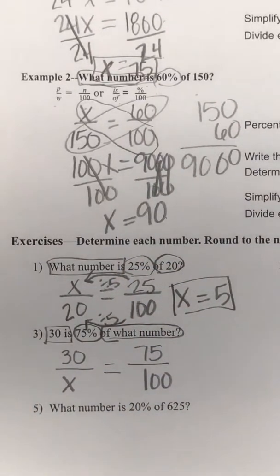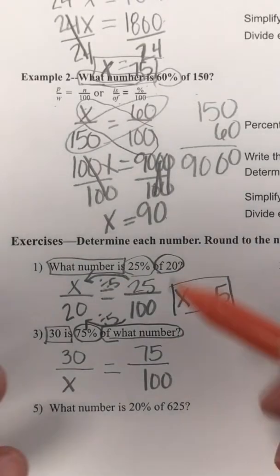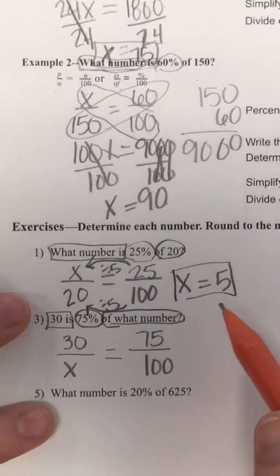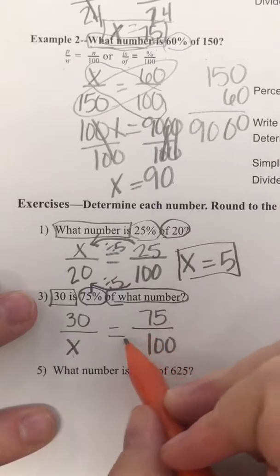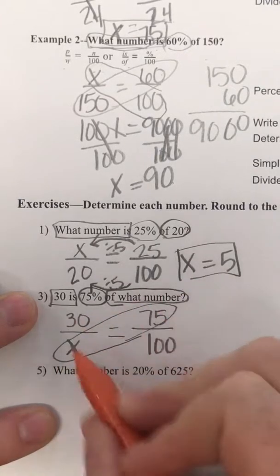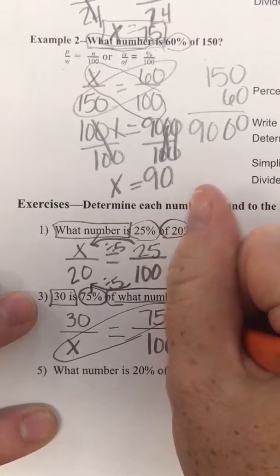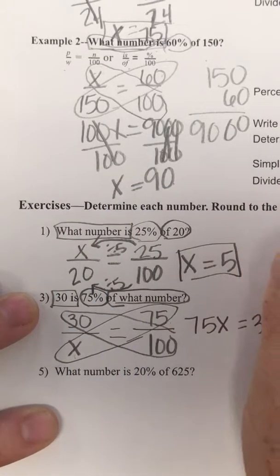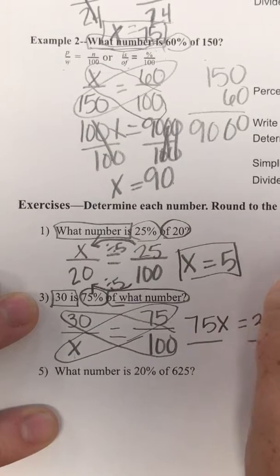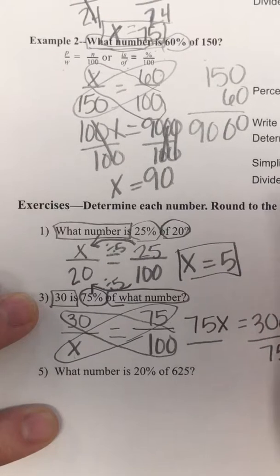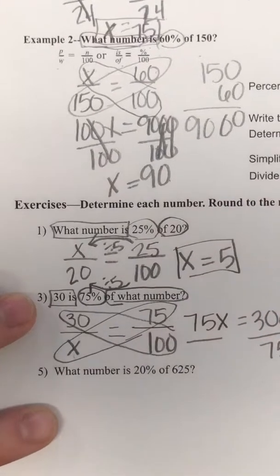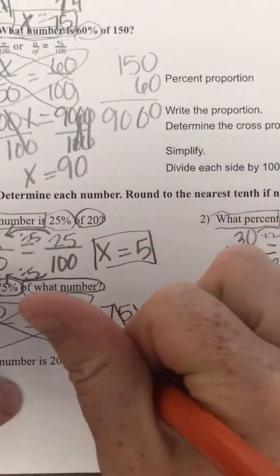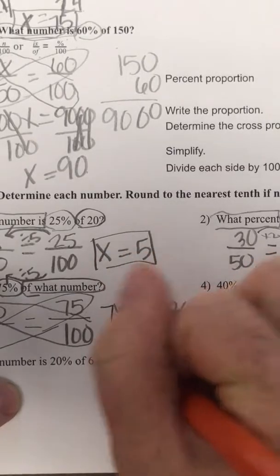Okay, some of you might be able to see this, you know, 3/4. So what's 3/4? But some may not be able to see quite as easily. So we would cross multiply because I can't scale up. 75x and then 3,000, excuse me. Divide both sides by 75. And I get X equals 40.